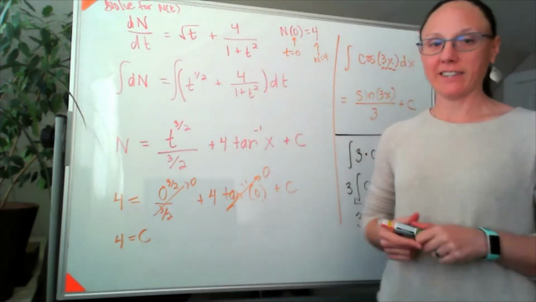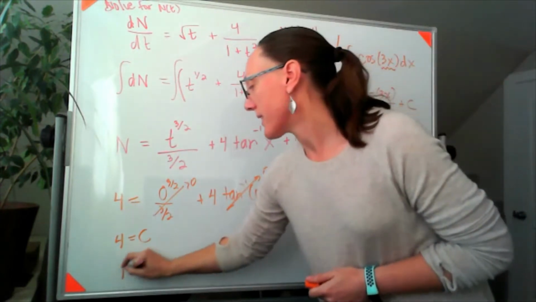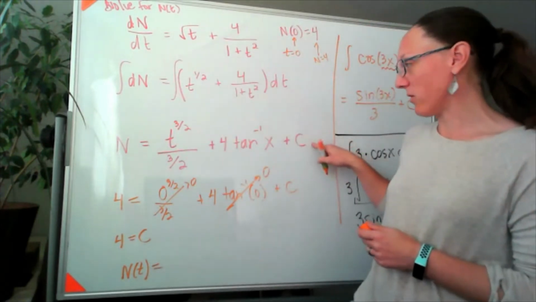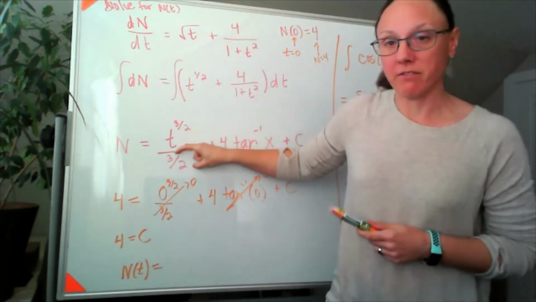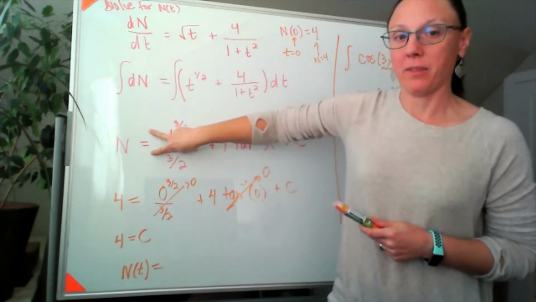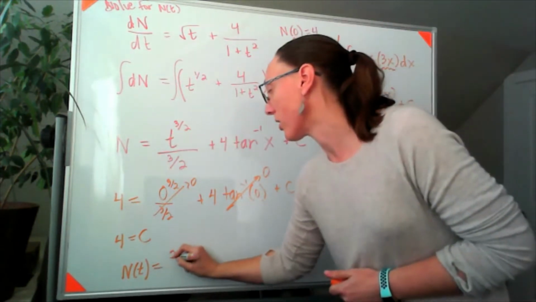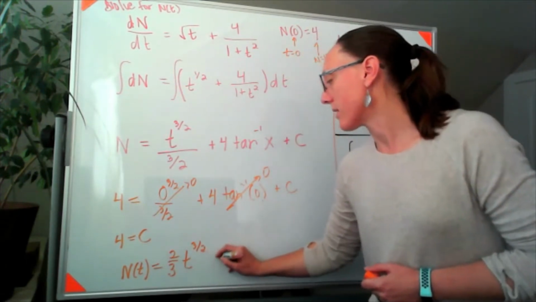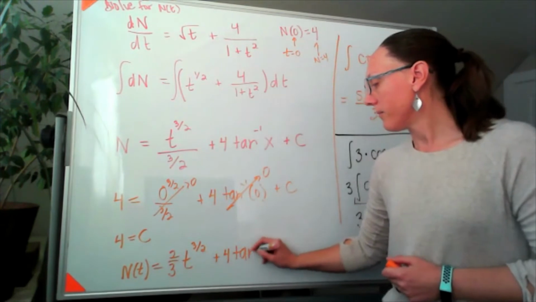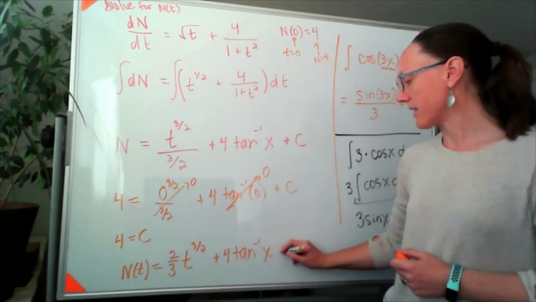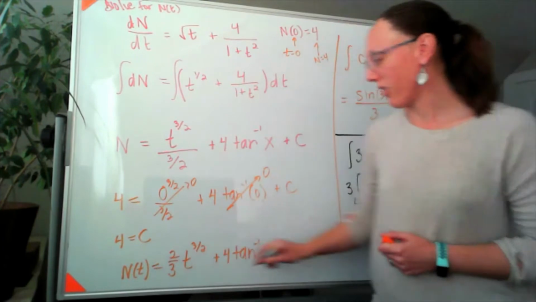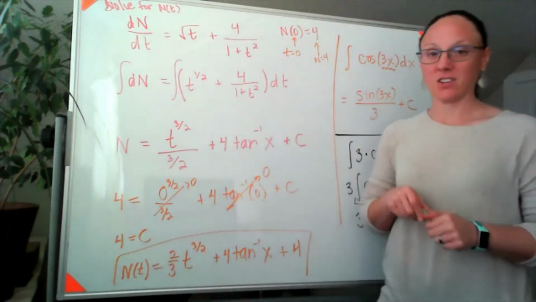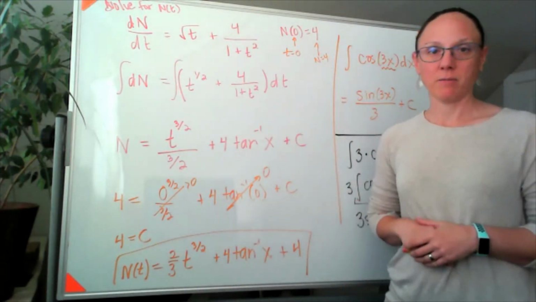And our final answer for this problem would be to say that n of t is equal to this thing we found. And I'm going to go ahead and take that division by 3 halves and flop that around to be multiplication by 2/3. So I have 2/3 t to the 3 halves plus 4 tan inverse of x plus, and we found that our constant was equal to 4. And that would be my final answer for the solution for this.